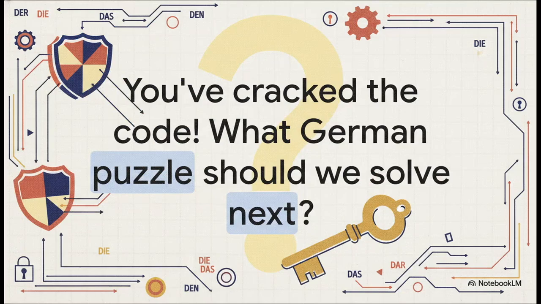So the big takeaway here is this. Grammar isn't just a bunch of random rules to memorize. It's a system. And once you find the key, like these two families we found today, you can unlock any part of it. So hey, let us know. What German puzzle should we help you solve next?